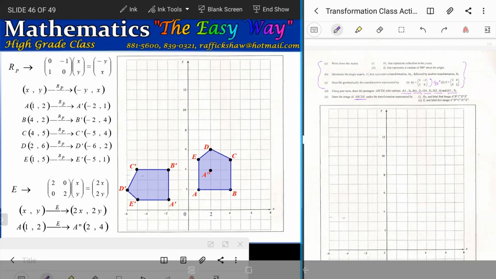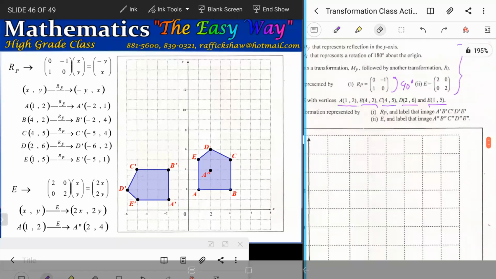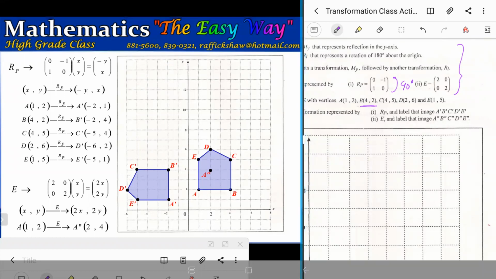Let's continue. So the B now. Let's look at it one at a time. We're doing the E now, applying the E to these points. So this point, which is (4, 2), is going to double to (8, 4). So B is going to (8, 4) under the enlargement. Pay attention over here now. That's where B is, (8, 4). I can see it.